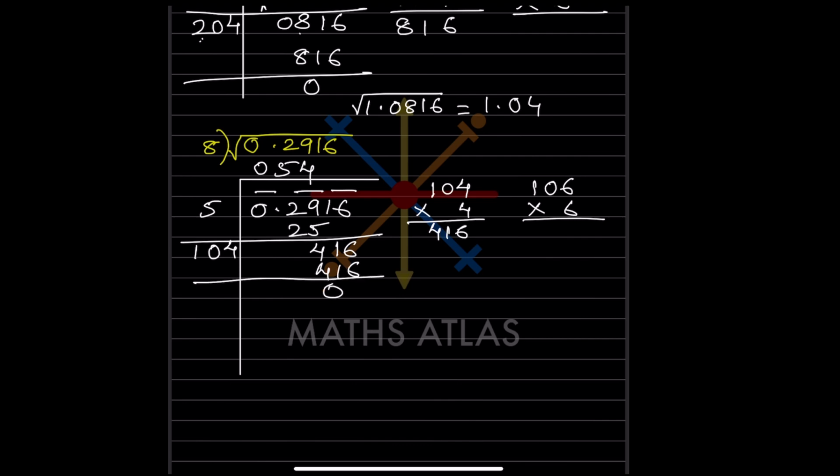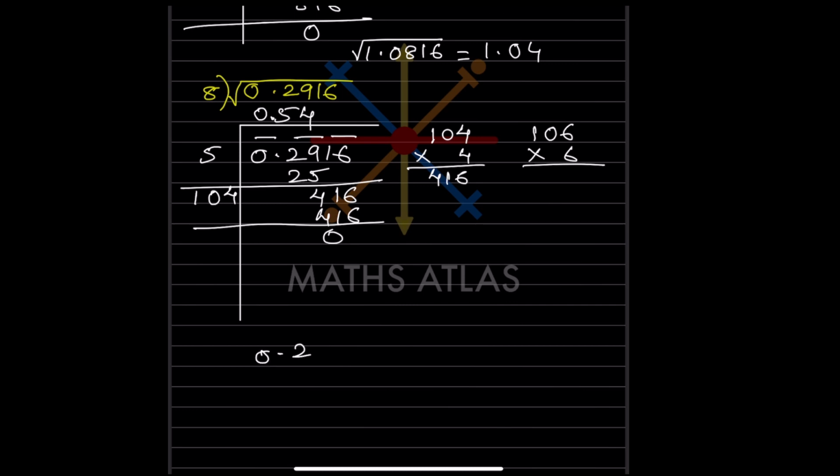So now where am I going to put the decimal here? After 2 numbers, I'm going to put a decimal. So it should be 0.54. So 0.2916, the root of that is going to be 0.54.